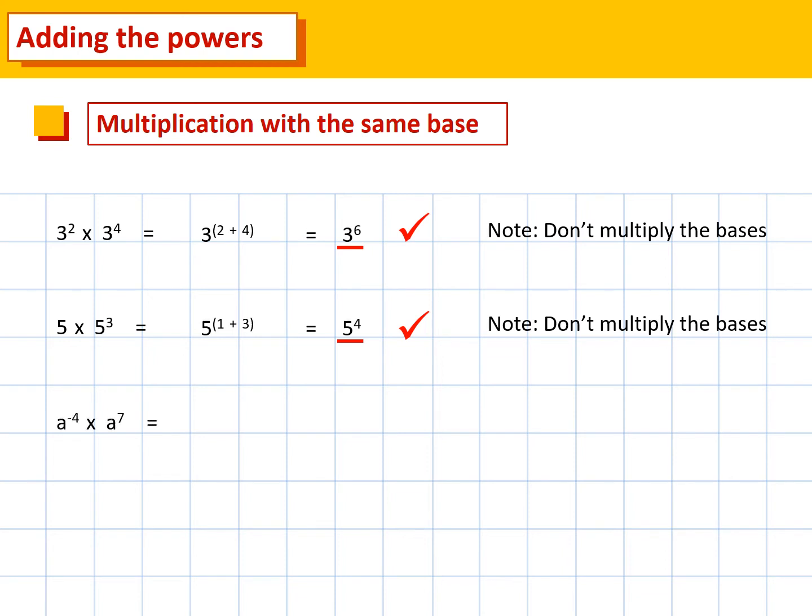In example 3, the base is the same, it's a in each case. We add the powers, just be careful, negative 4 plus 7 makes 3.